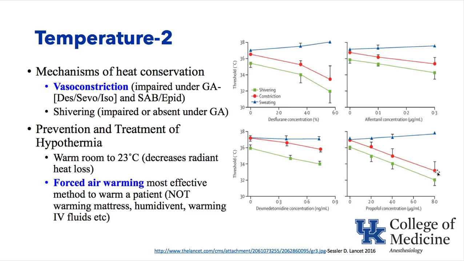Preventing and treatment of hypothermia, keep the room warm. It will decrease radiant heat loss. And forced air warmers, blowing air through the forced air warmer, is the most effective method to warm a patient. Not a warming mattress, not a humidivent, not trying to warm your IV fluids. That's not very effective, but forced air warming is effective at warming a patient.